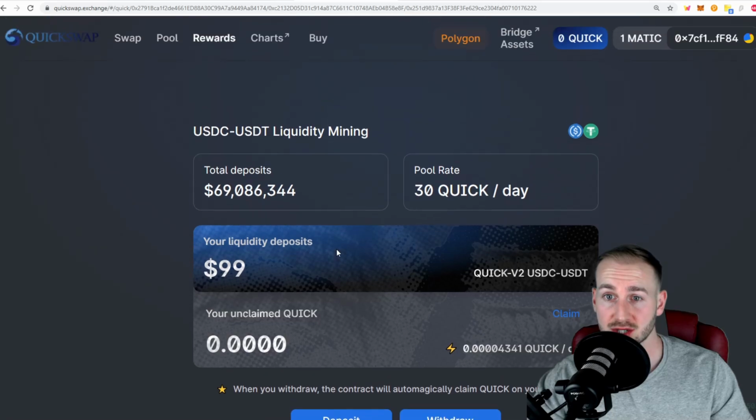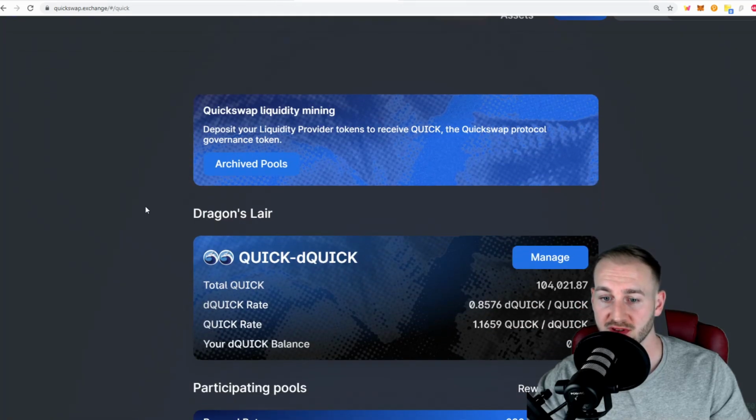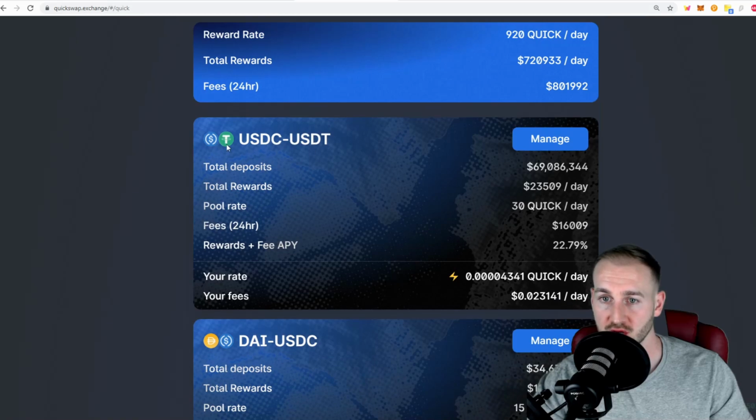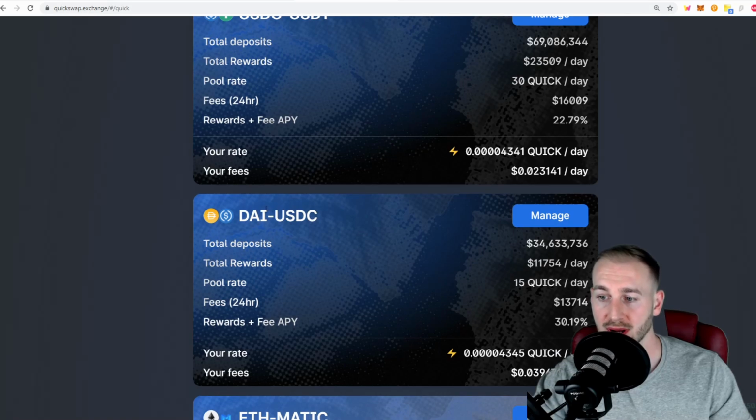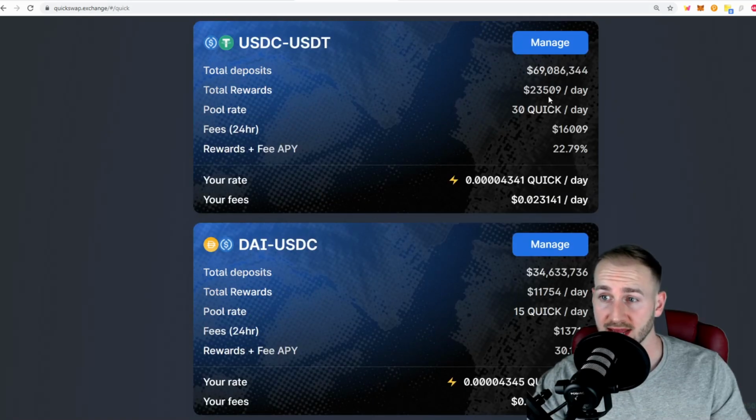So then if we go back to the rewards section once more, you will see both of my positions here, participating pools, USDC and USDT, $100 in that one, and DAI to USDC, $100 in that one. I would also note that even though there are more QuickSwap rewards per day in this pool than this one, so 30 versus 15, because there's so much more deposited in this one, and thus you'll get a pro rata amount of these Quick, you can see from here, my rate of return is 4341 in this one and 4345 in this one. So I actually get more Quick per day in the DAI USDC pool.